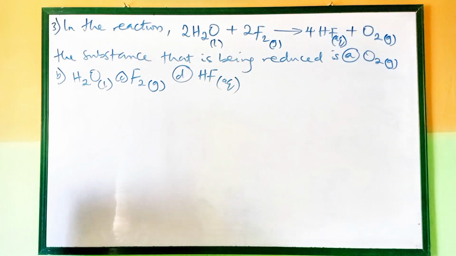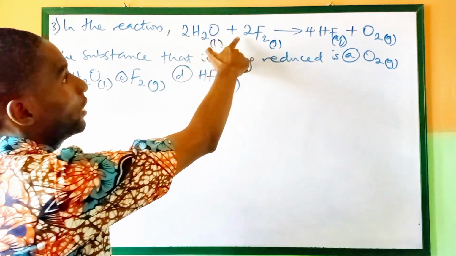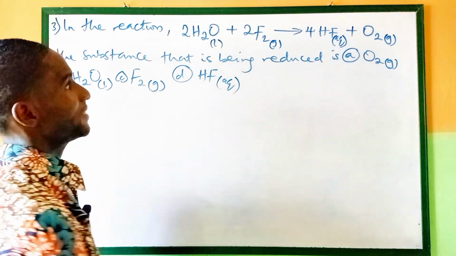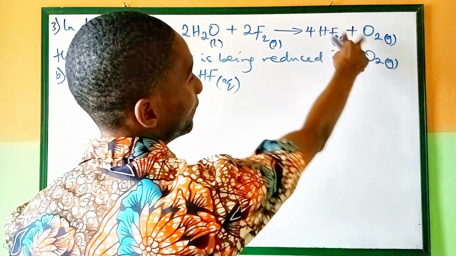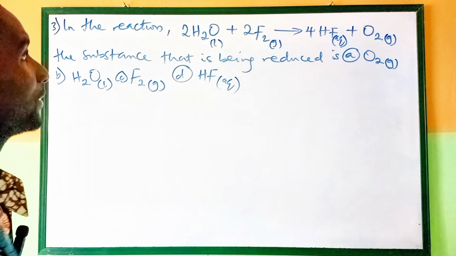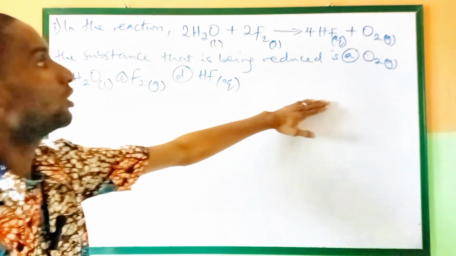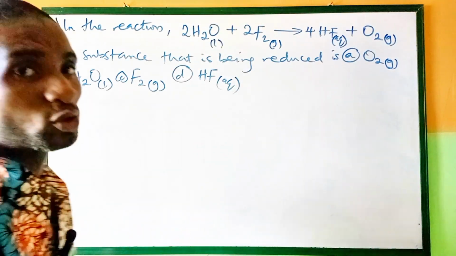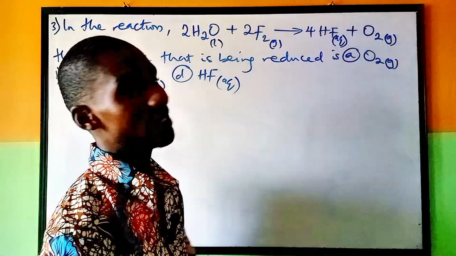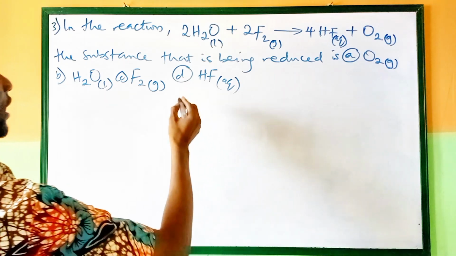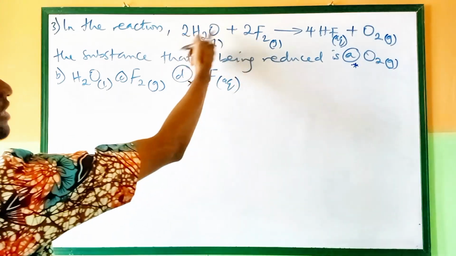Next question, in the reaction, 2 moles of water, H2O, reacting with fluorine gas. Alright? And then you have hydrogen fluoride, and you have oxygen as the product, oxygen gas. Now the question says, in the reaction, the substance that is being reduced is dash. So how do you know the substance that is being reduced? Like I've told you, the answer can neither be either of the two products. So by elimination method, HF cannot be the answer, and oxygen gas cannot be the answer. So the answer is either of these two.